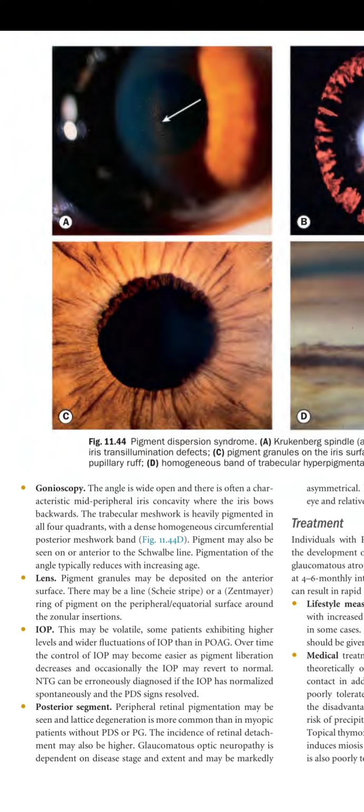IOP. This may be volatile. Some patients exhibit higher levels and wider fluctuation of IOP than in POAG. Over time, control of IOP may be easier as pigment liberation decreases, and occasionally the IOP may return to normal. So with age, the IOP tends to decrease. Normal tension glaucoma can erroneously be diagnosed if the IOP has normalized spontaneously and the pigment dispersion syndrome signs have resolved. Posterior segment: peripheral retinal pigmentation may be seen, and lattice degeneration is more common than in myopic patients without pigment dispersion syndrome or pigmentary glaucoma.